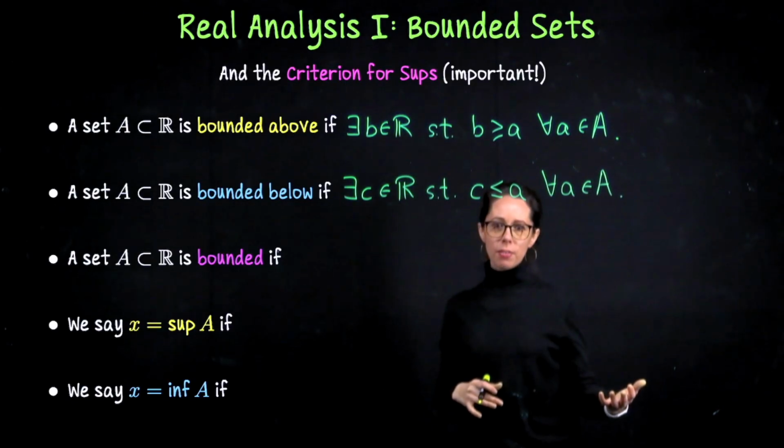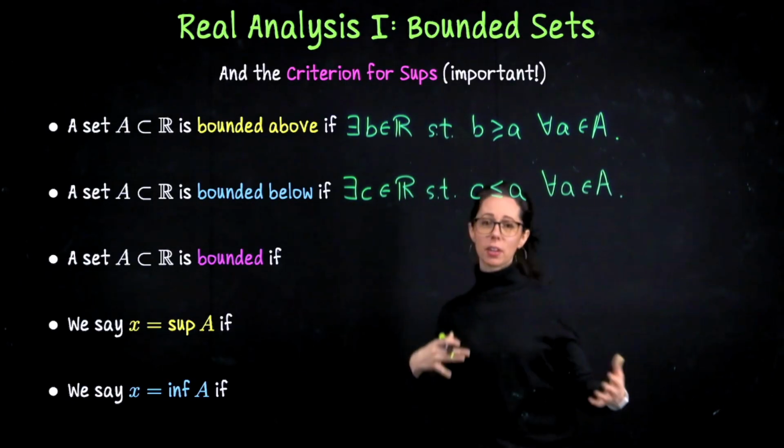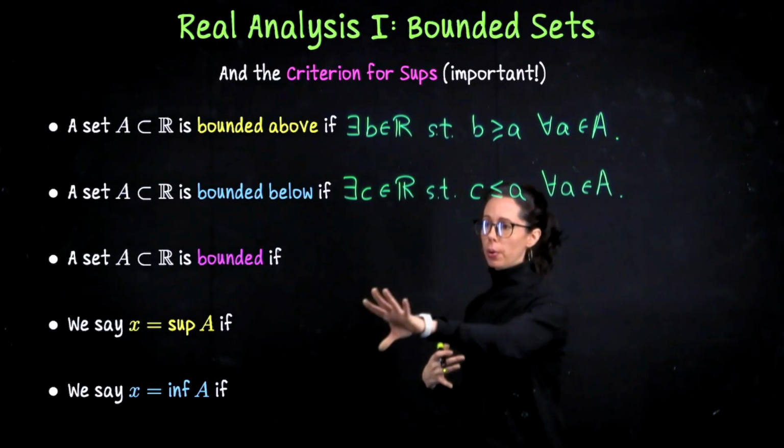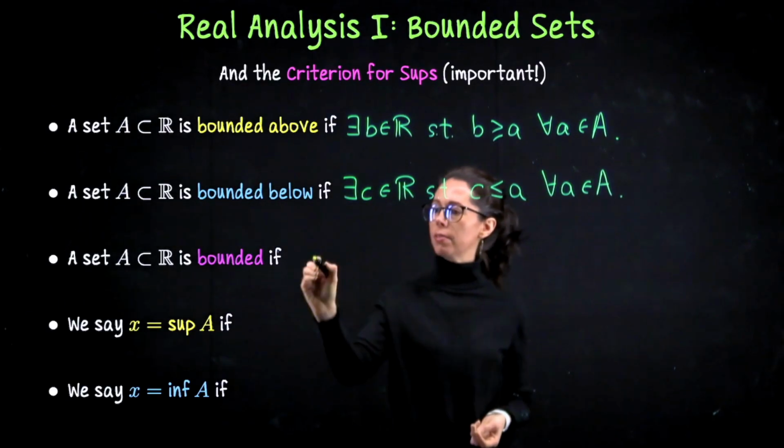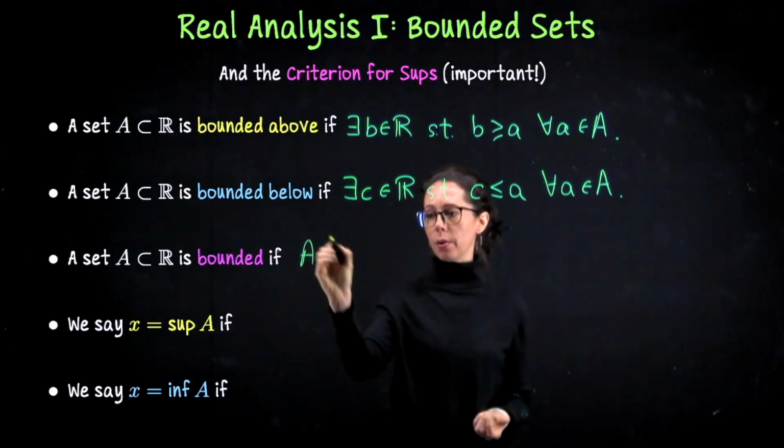So you could be bounded above, you could be bounded below, you could be neither bounded above nor below. If you are both, then you are bounded. So A is bounded if A is bounded above and below.